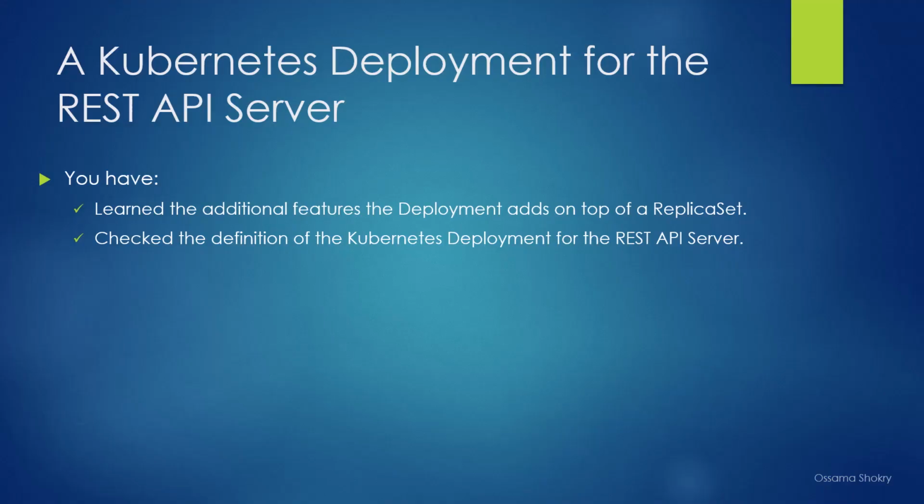That's it for this lecture. You have learned the additional features the deployment adds on top of a replica set and checked the definition of the Kubernetes deployment for the REST API server. Head over to the next lab where you will create the Kubernetes deployment for the REST API server.